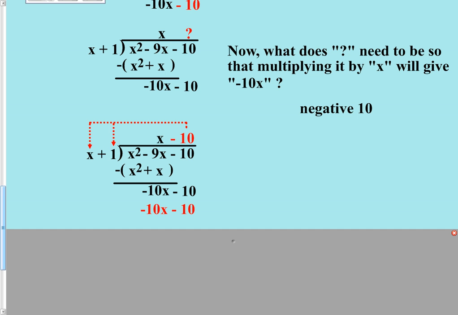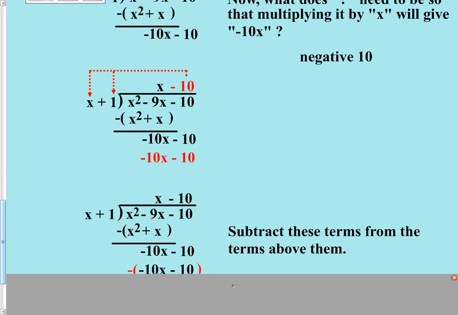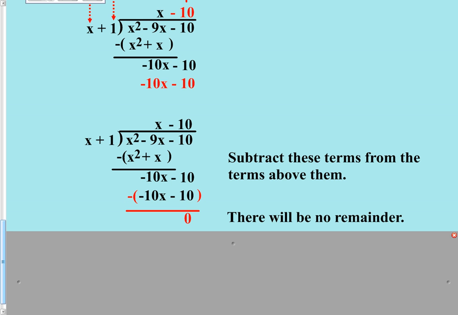Negative 10 times x is negative 10x. But just like with distribution, the negative 10 also needs to multiply times the positive 1 on the divisor, and that gives us a negative 10. Now we subtract this value. In this case, negative 10x minus negative 10x, the double negative becomes a positive, and the x's are eliminated. That's what's supposed to happen. That leftmost term should go away. The negative 10 minus negative 10, double negative becomes positive. Negative 10 plus 10 is 0.